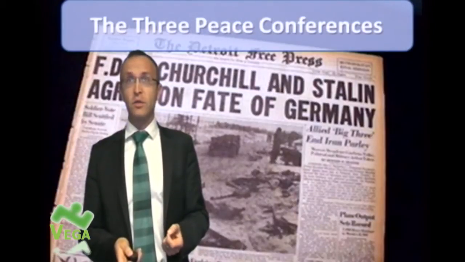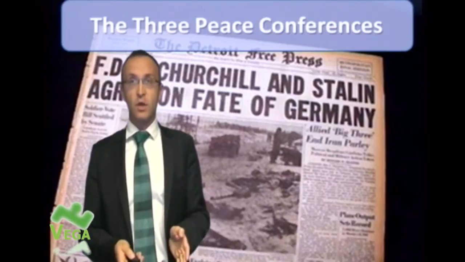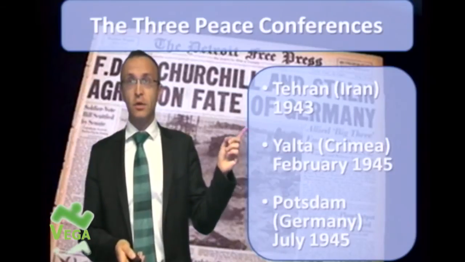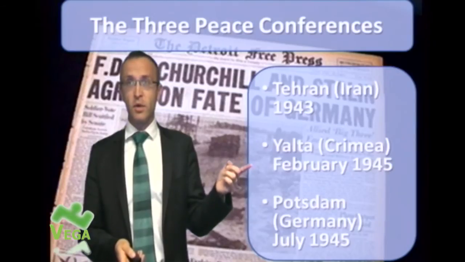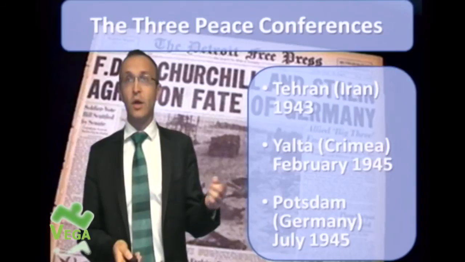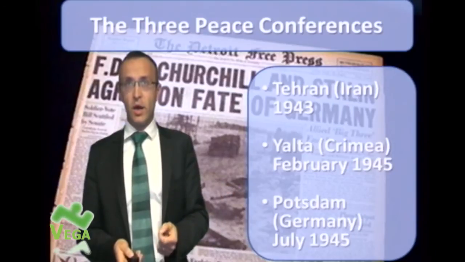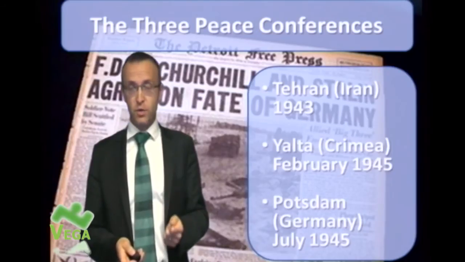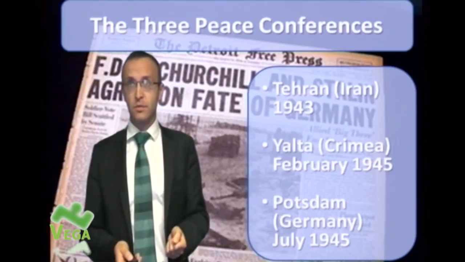We'll begin by looking at the three peace conferences that took place towards the end of the Second World War. Those conferences took place in Tehran, in Iran, in 1943, at Yalta, in the Crimea, in February of 1945, and at Potsdam, just outside Berlin, in Germany, in July of 1945. Now, each of these three conferences had very different discussions and was characterized by very different relations between the three members of the Grand Alliance.